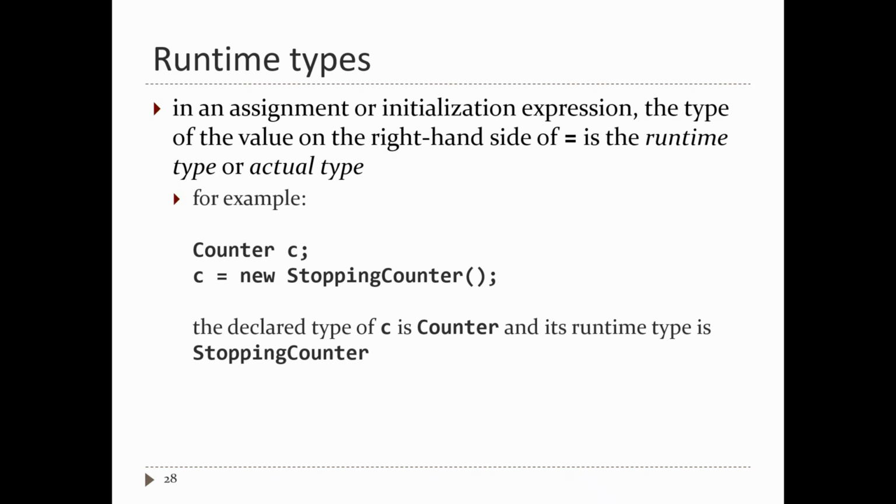Okay, so that's the declared type. Remember, the declared type determines what you can do with the variable. The runtime type is the thing on the right-hand side of the equal sign. When you store a value or assign a value in a variable, the type on the right-hand side of the equal sign is what's called the runtime type or the actual type. So when you say counter C, you're saying C's declared type is counter. When you store something in it, in this case we're storing a stopping counter, the runtime type of C is a stopping counter. So runtime type or actual type.